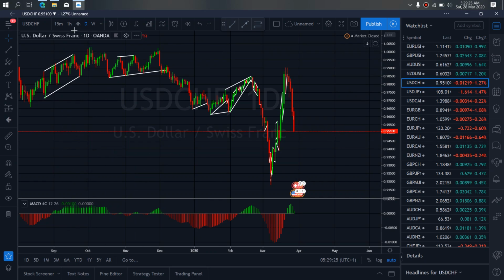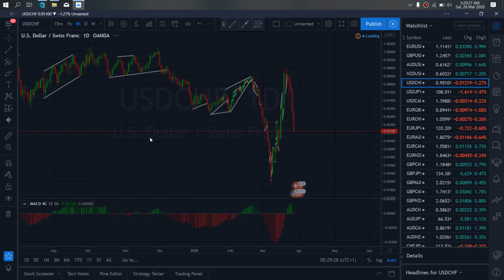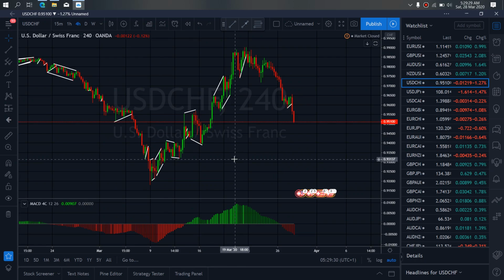So if we zoom to 4-hour time frame on dollar Swiss, on the 4-hour time frame, they give this correction upside and dropped down, give a small correction here, and they are dropping. So we want to watch them start another sideways corrective structure here before they resume the drop to the downside. That's what I'm looking for.